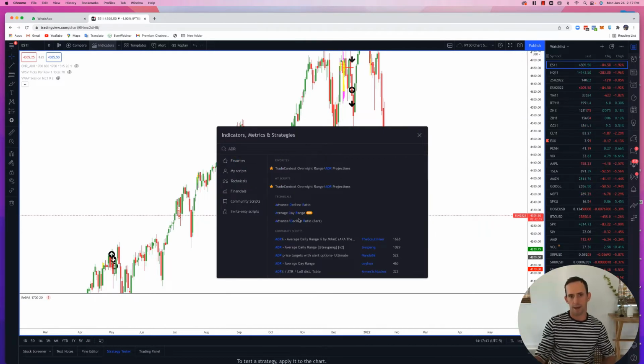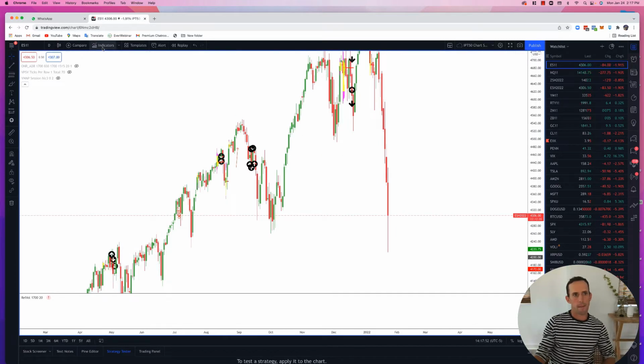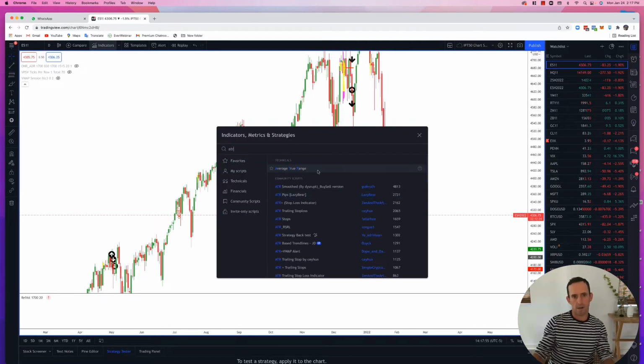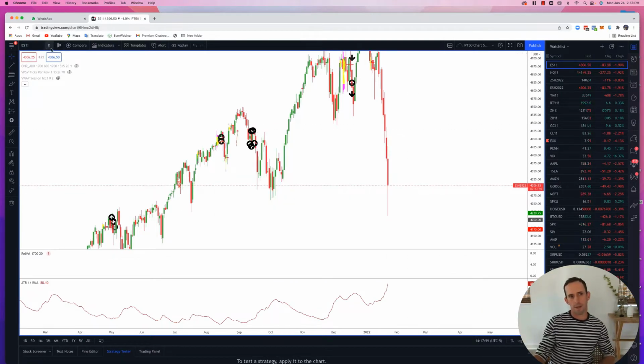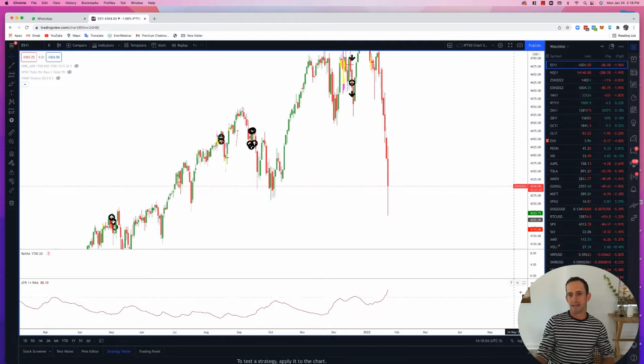So I'm going to type in ADR, average daily range. No, that's not the right one I want. Let's do ATR, average true range. Okay. So if I have the daily bar up here, this is telling me how far on average one day swings. And right now it's 88 points. You can see how it's ticking up right now because this is giving me an average over the last 14 days. So the last 14-day average is 88 points.